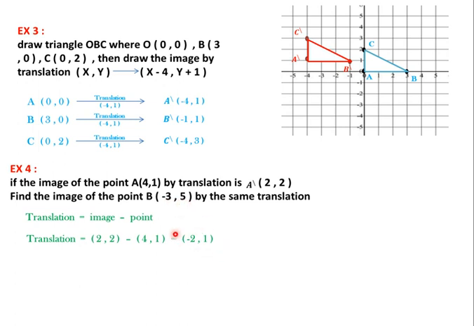Now we can get the image of the point B (-3, 5) by translation, so we must have the translation to get the image. Now get the image of B (-3, 5) by translation (-2, 1). We add: negative 3 plus negative 2 equals negative 5, and 5 plus 1 will be 6. So the image B dash is (-5, 6).